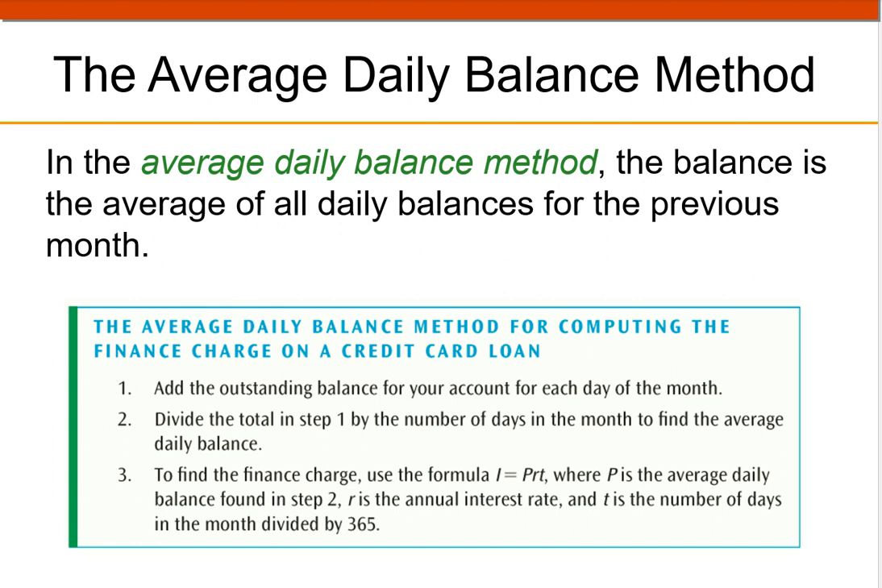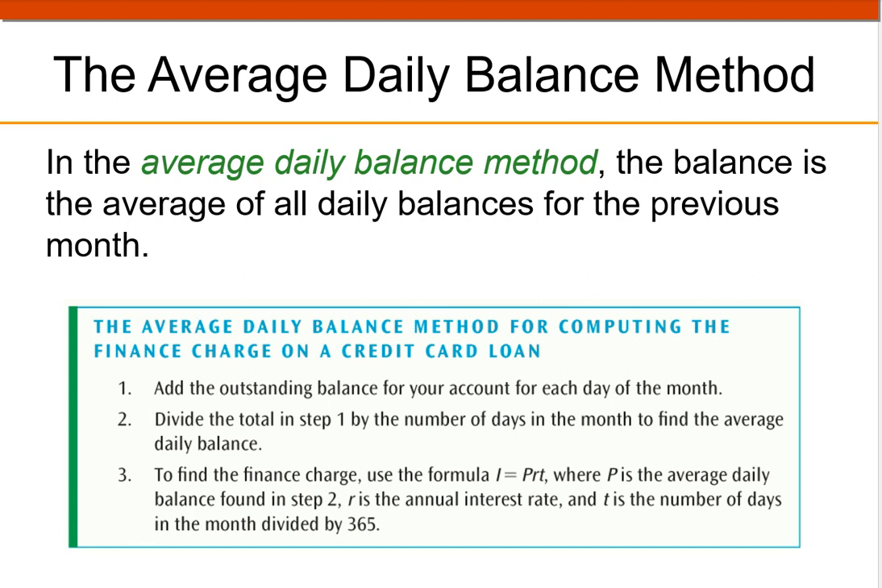All right, the other credit card method that we're going to be looking at is something called the average daily balance method. Now, what's an average? An average is when you take a bunch of numbers and you add them all together and then you divide by the number of numbers. Like if you had 5 exams in some class you're taking, if you added up all 5 exams and then divided by 5, you'd have the average of your exams.